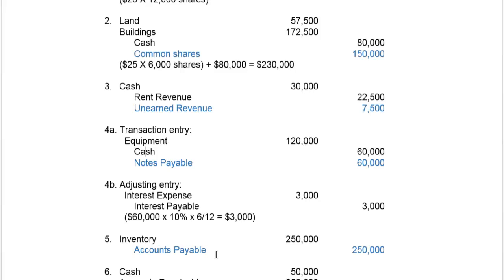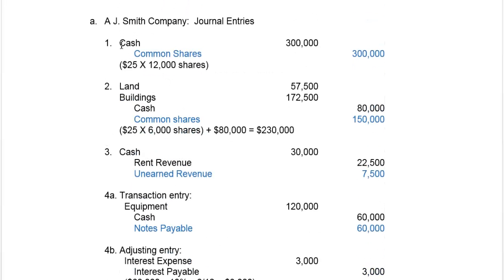So in our case, all we're going to do is go back to the entries and say we debited cash, we credited cash, we debited cash. So we're going to look for all the transactions where we debited and credited cash, right? And what we normally do is we number them.